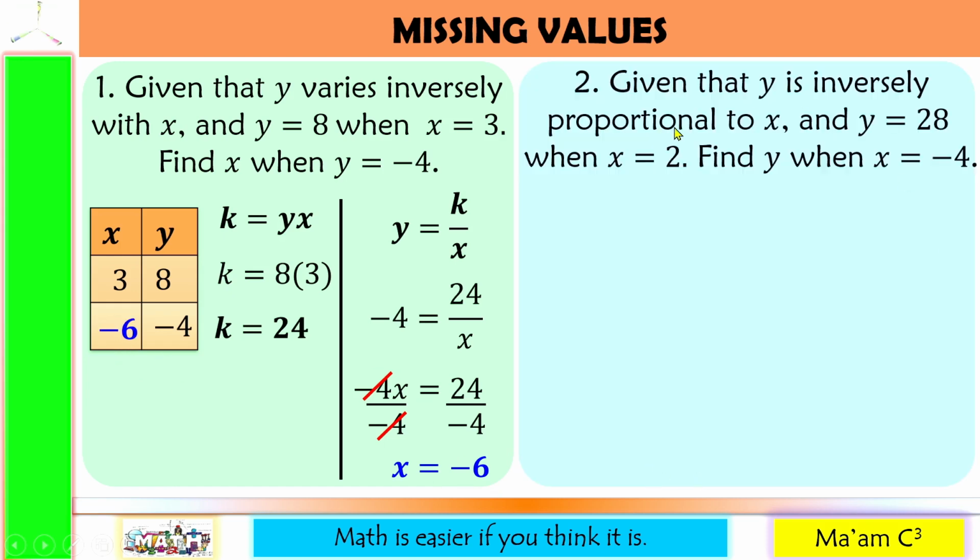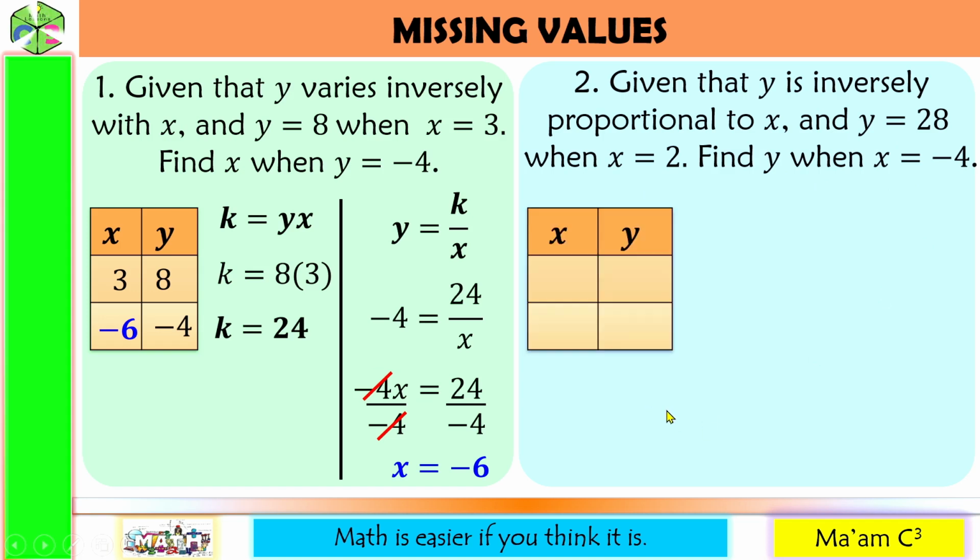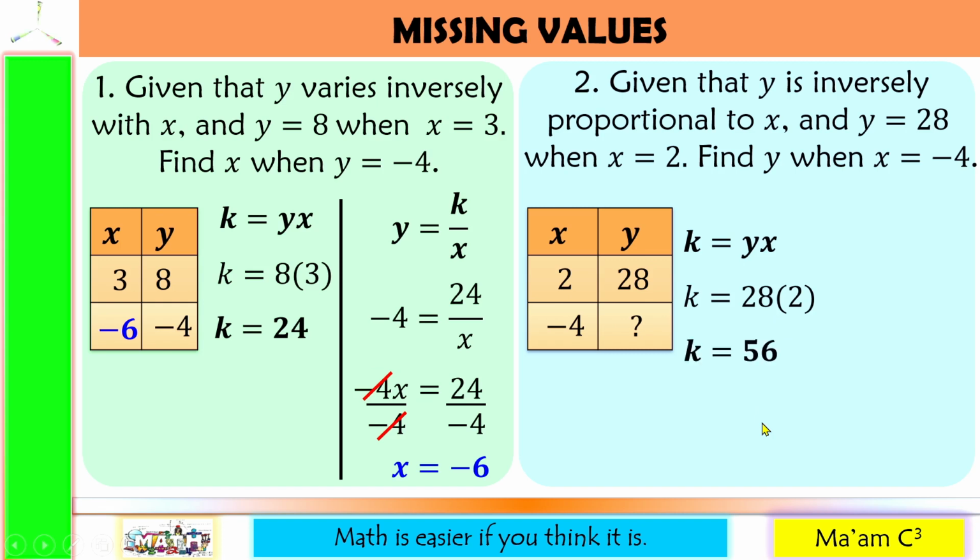Let's have another one. Given that y is inversely proportional to x and y is equal to 28 when x is equal to 2. Find y when x equals -4. Let's have our table. Let us supply the values. y is equal to 28 when x is equal to 2. Find y. So this time we are looking for y when x is equal to -4. Again, k is equal to y times x. Let us substitute the values of 28 and 2 here. That will give us 56.